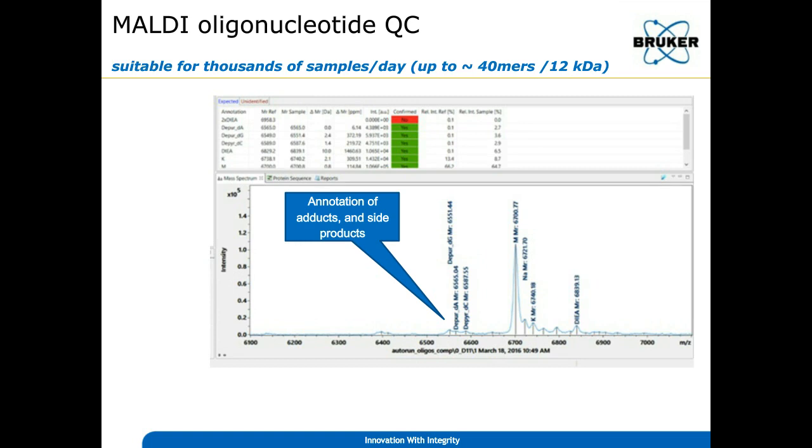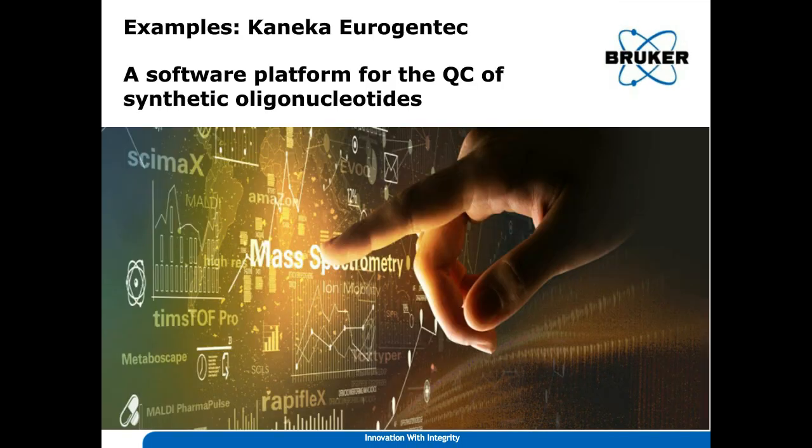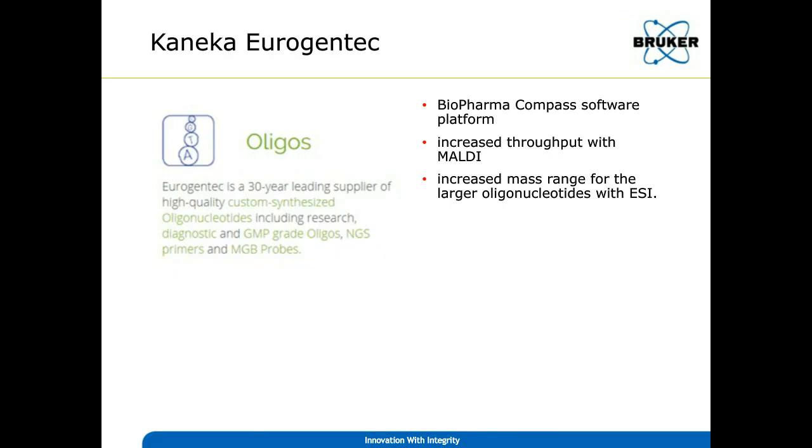The last set of examples come from Kaneka Eurogentec. Eurogentec is a 30-year leading supplier of high-quality, custom-synthesized oligonucleotides. They utilize the BioPharma Compass software for routine oligonucleotide QC that can be applied to both electrospray ionization and MALDI data. The advantage of the MALDI platform is the increased throughput, while electrospray ionization, with its higher m/z range, provides superior data for larger oligonucleotides.